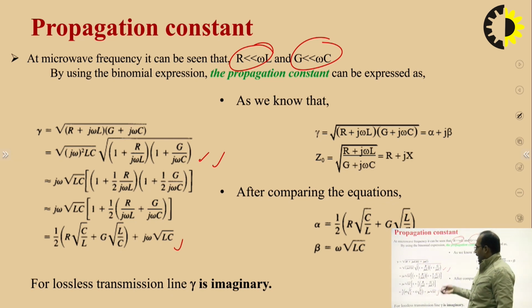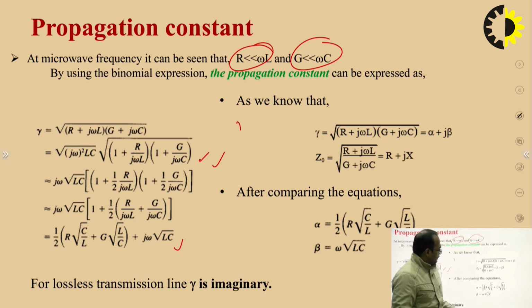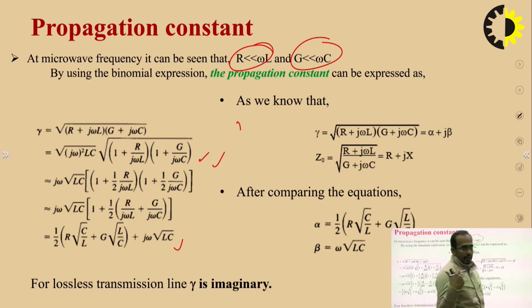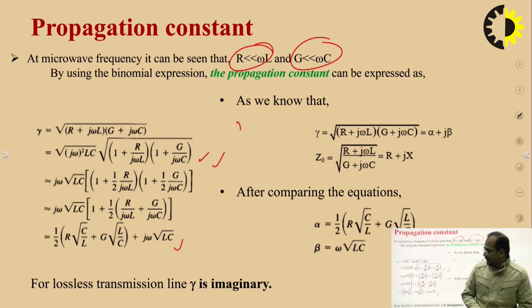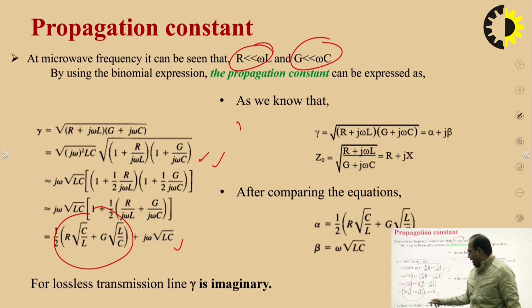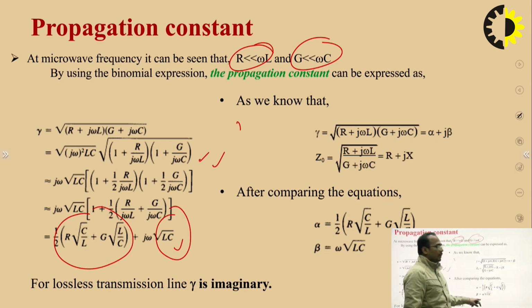So I can compare here, gamma is nothing but alpha plus j beta. The real part will give the value of alpha and the imaginary part will give the value of beta. What will be the value of alpha? Alpha will be equal to 1 by 2 R under root C by L plus G under root L by C. This is the value of alpha and this is the value of beta. So beta will be equal to omega under root LC.